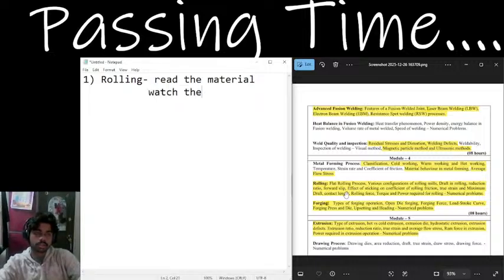Watch the process. Read the material. Watch the process. Write the points. There you go. That's it for rolling. After that, I don't have to do numerical problems, basically. Loading, friction, definition. Write the points. Read the material. Watch the process. Write the points.